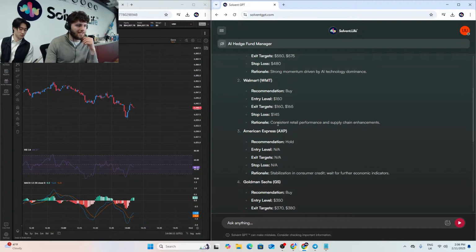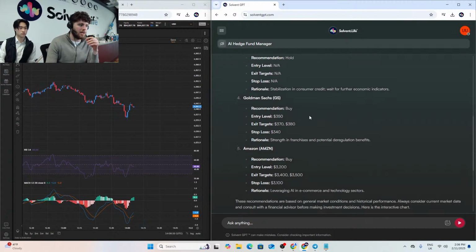Now our rationale is consistent retail performance and supply chain enhancements. Now Walmart, it's recession proof. It will always be performing. It's a supermarket by nature. When retail is performing quite strongly, Walmart is the first to really go up.